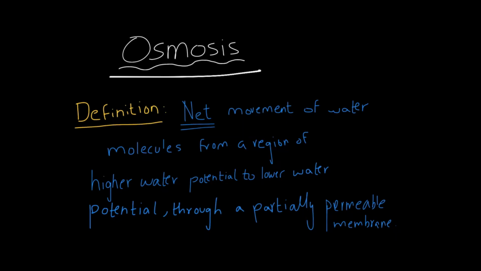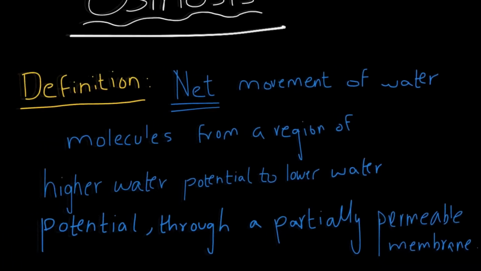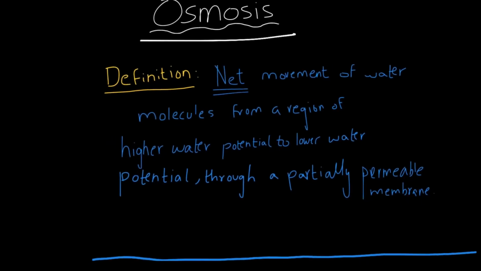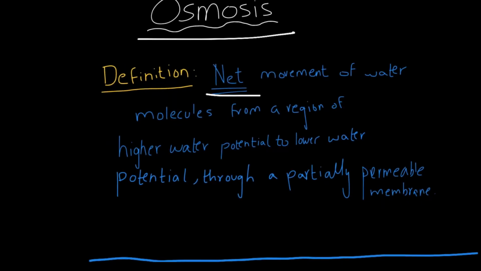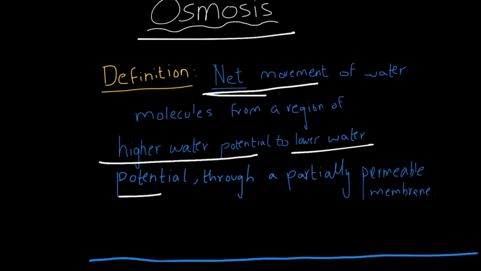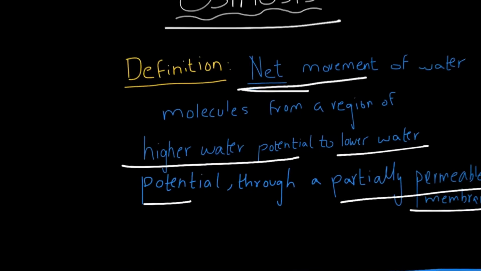So basically, first we'll start off with the definition. There are keywords in the definition. So it's a net movement. Net is an important word. It's a net movement of water molecules from a region of higher water potential to lower water potential through a partially permeable membrane. Right. So these are the important terms that I've highlighted.